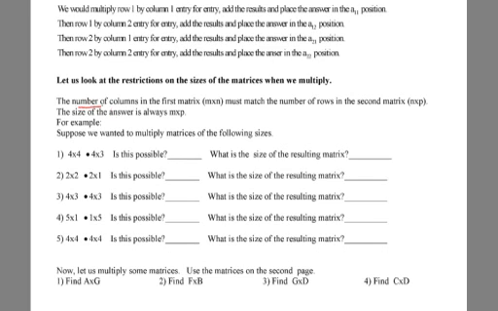The number of columns in the first matrix must match the number of rows in the second matrix. And what that means is this inside dimension must match that dimension. The two inside numbers must match, and the result will always be the size of the remaining two values, m by p. So that's going to be our result.